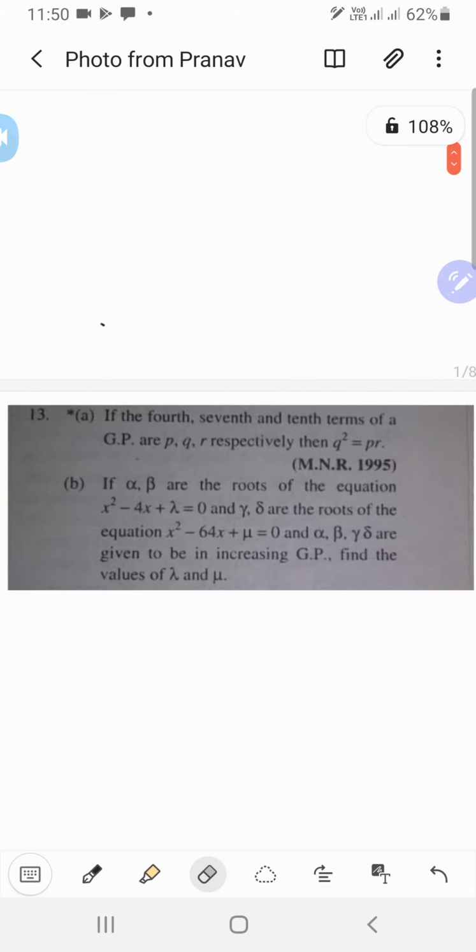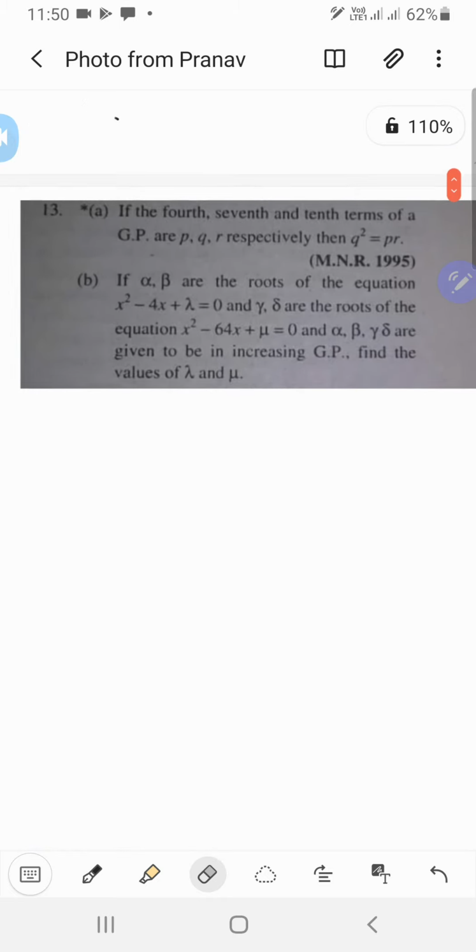Let's move on to the next question. If the 4th, 7th and 10th terms of a GP are P, Q, R respectively, then Q squared equals PR. Okay, so we have to prove that Q squared equals PR. Oh, so we have to prove that. Yeah, it's like a prove that this statement is true kind of condition, whatever.